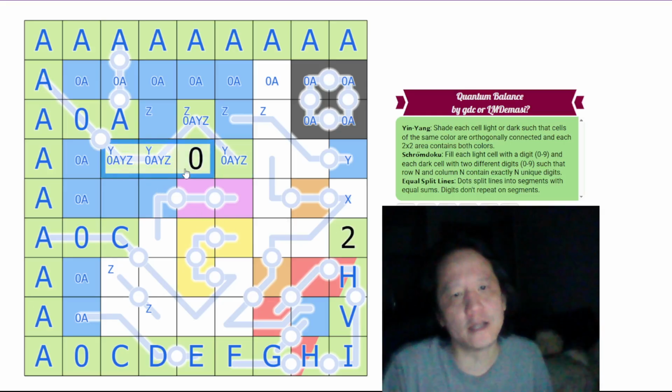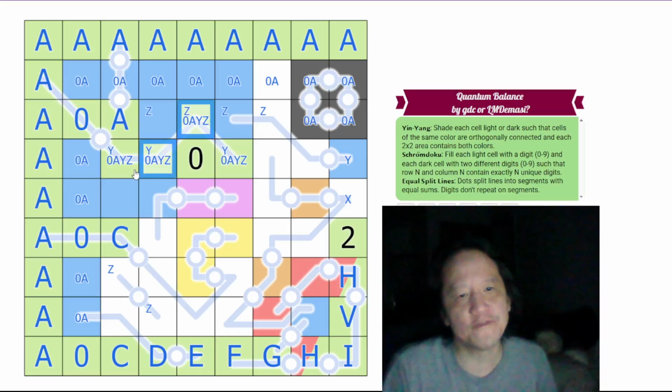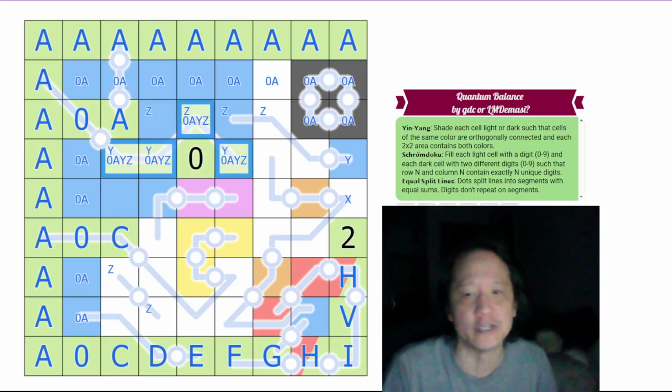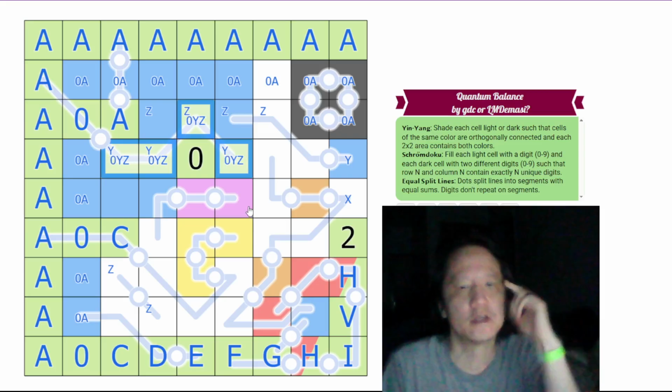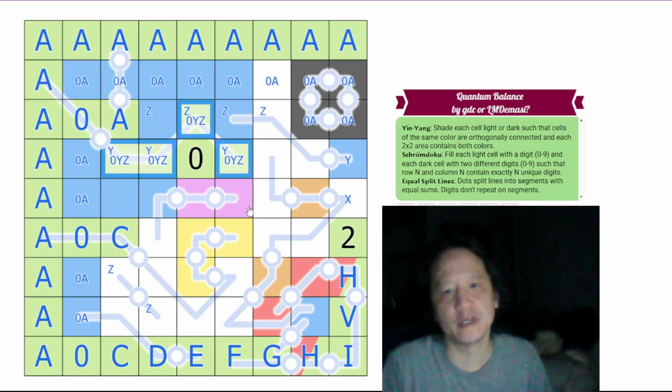So A cannot be on here. We have 4 unique digits on here. A cannot be the unique. That means we have to have another unique digit here. Oh, funky. I guess we'll make it W.